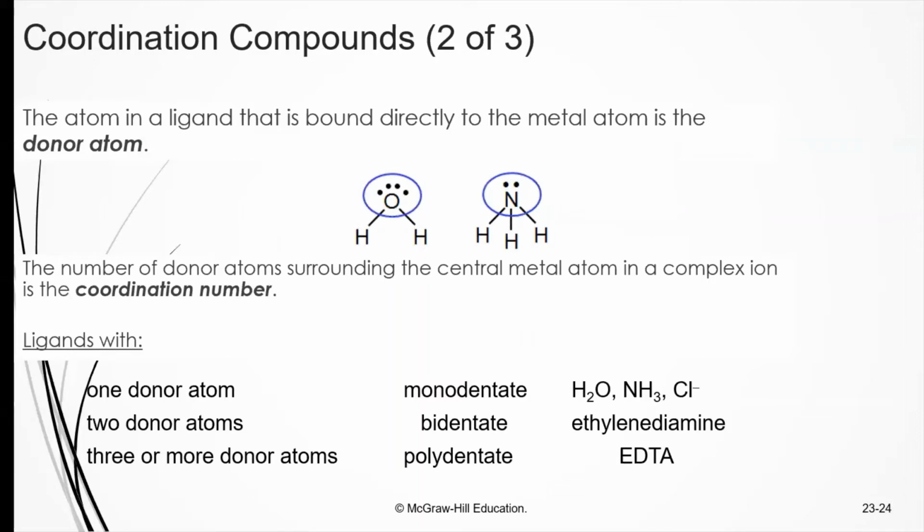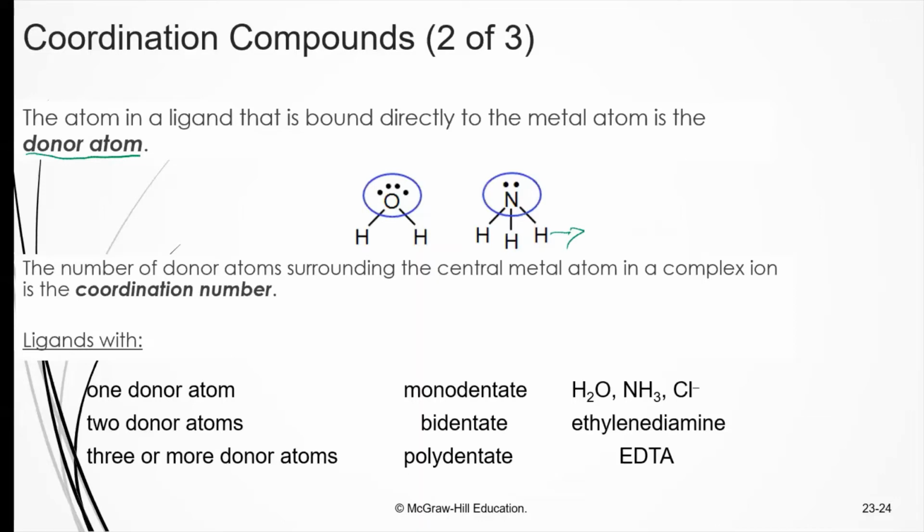So the atom in the ligand that's bonded directly to the metal atom, that's the donor atom. A lot of times that's going to be the one that has that lone pair of electrons that can engage in the Lewis acid, Lewis base bond. So they are the ones with the unshared lone pair. The hydrogens would not be considered donor atoms because they are not donating that lone pair. It's only the ones that are directly engaged with that metal.